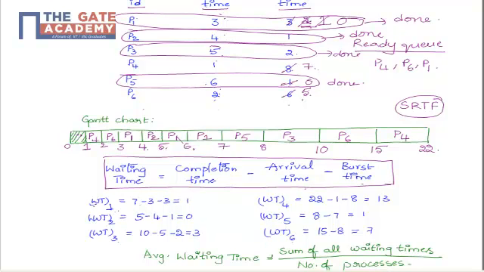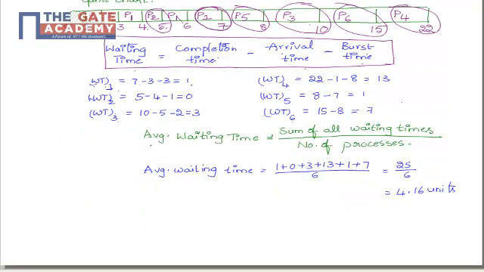The process P1 completes its execution at 7. Process P2 is completed at 5. Process P3 at 10. Process P4 at 22. Process P5 at 8. And process P6 at 15. So these are the completion times for the respective processes, and we calculated the waiting times using completion time, arrival time which is given in the problem, and burst time which is given in the problem. So we got the waiting times for these processes.